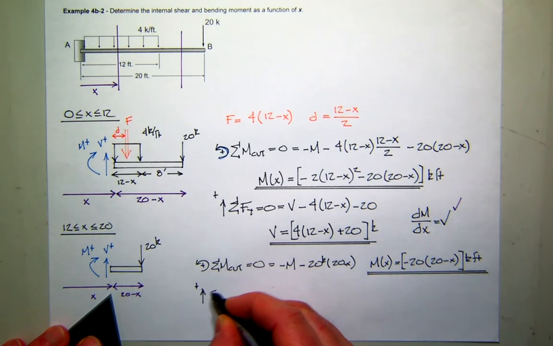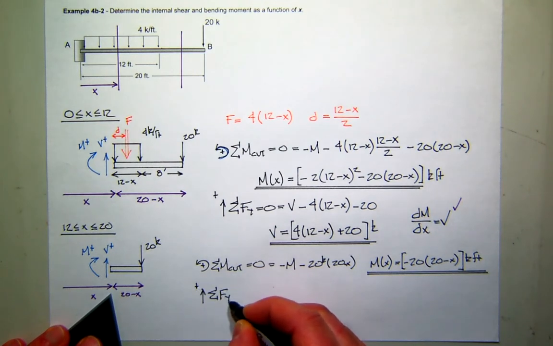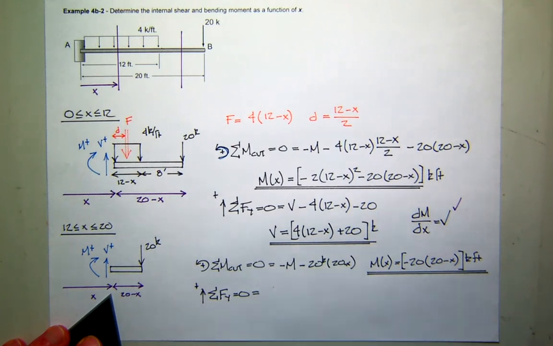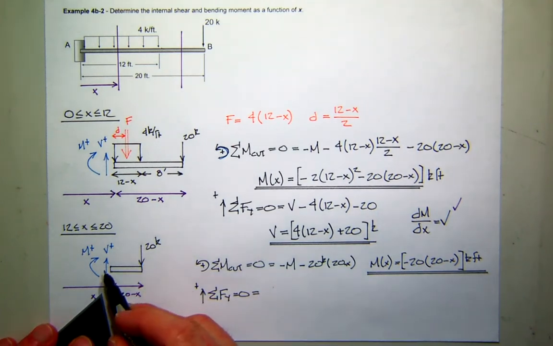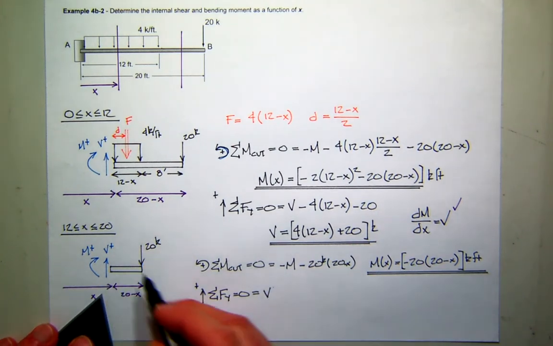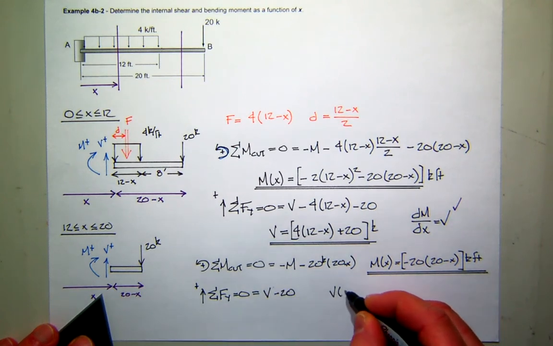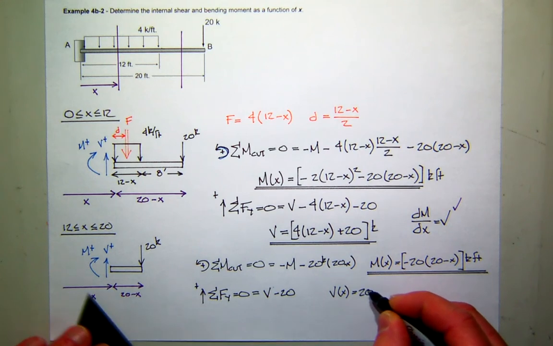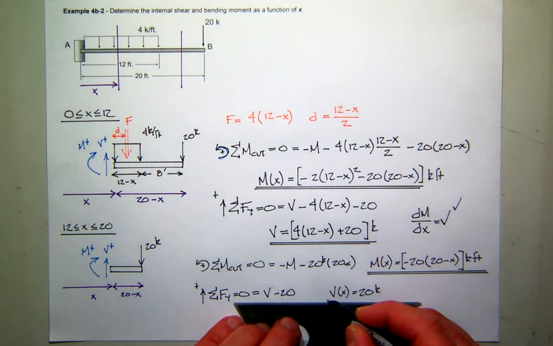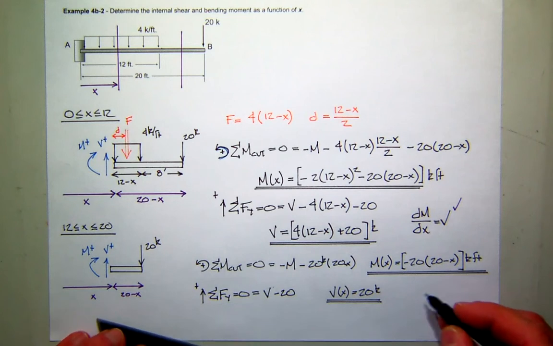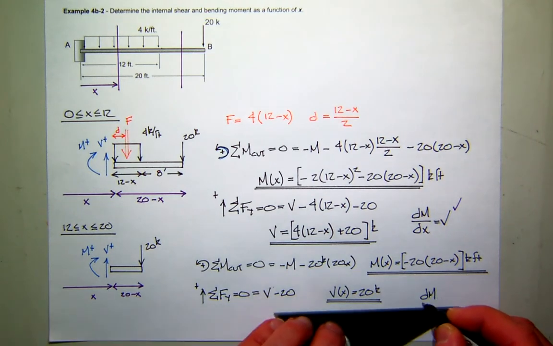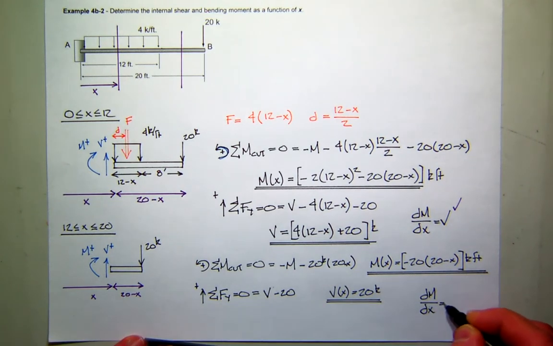And then last, for this section, we'll sum forces in the y direction. And looking at our free body diagram, the shear force is acting up, and 20 kips is acting down. So our shear function is a constant, 20 kips. And if you look at the derivative of the moment, is it equal to the shear? Yeah. And the answer is yes. So that seems to work.